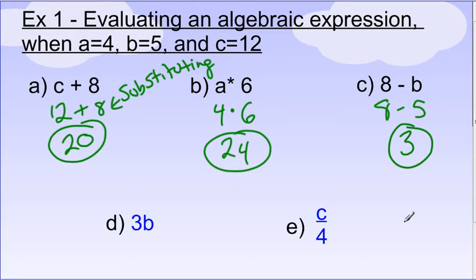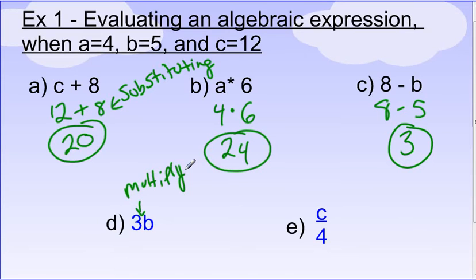All right, you should be done. So let's see. Letter D says 3 times B. This is a multiply. That's a multiply that a lot of people get confused about. They don't understand that it's a multiply or why it's a multiply.